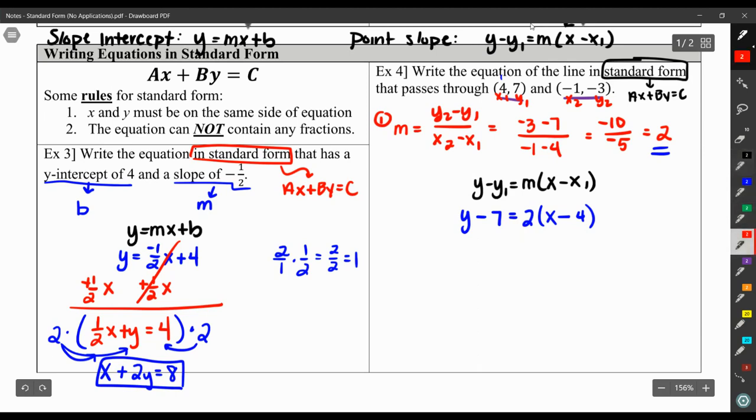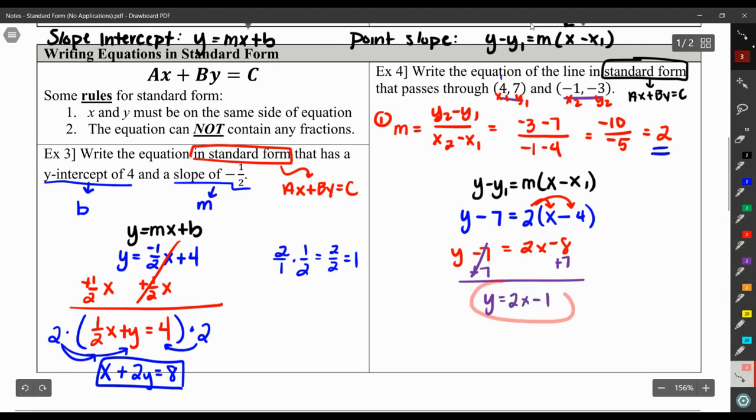So the first thing we're going to need to do is get rid of those parentheses. Standard form does not have parentheses, so we're going to distribute. So 2 times x makes 2x, 2 times -4 makes -8. Then I like to get my constants together first. So I'm going to add the 7 to both sides. So y equals 2x minus 1. Now if we look, this is actually slope-intercept form.